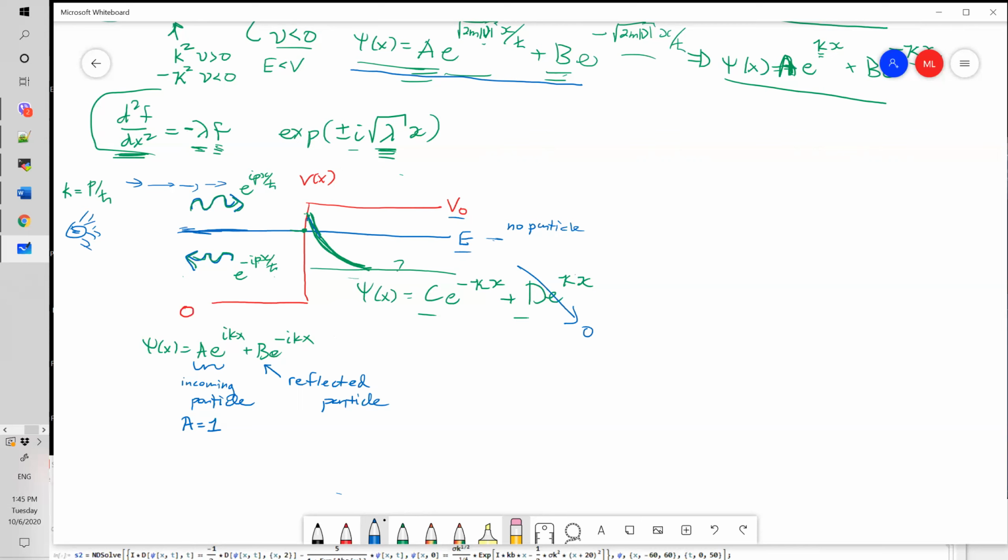And then the exponential decay, the C is tunneling. It's the probability that the particle kind of tunnels into this barrier, which is not accessible to it classically. So that's kind of the physics of it. And now we can go about trying to solve this thing and kind of see what we get. So what do we get?